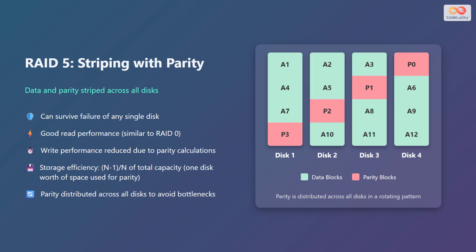Storage efficiency is calculated as n-1 divided by n of the total capacity, where n is the number of disks. This means one disk's worth of space is used for Parity. Parity is distributed across all disks to avoid bottlenecks. It is commonly used in general-purpose servers and database applications where a balance of performance and reliability is needed.